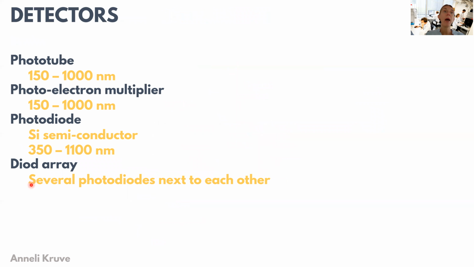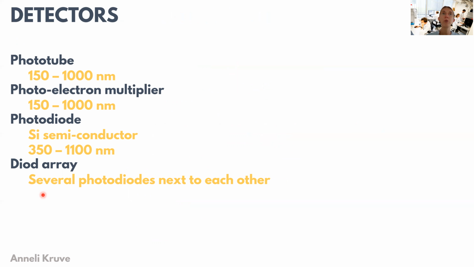So now when we have this sample and the blank cuvette being measured, we also need to detect how much light actually came through the blank or through the sample. And for this, we use detectors. And there are many different possible detectors.